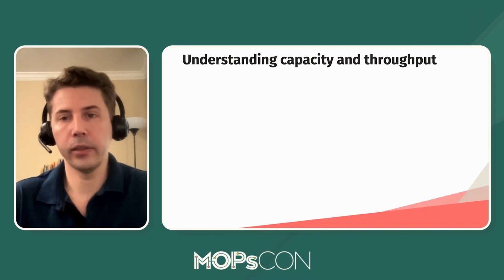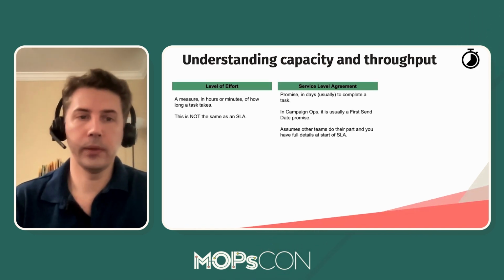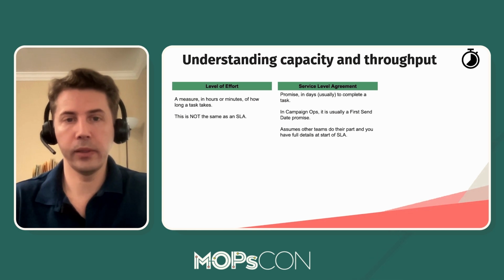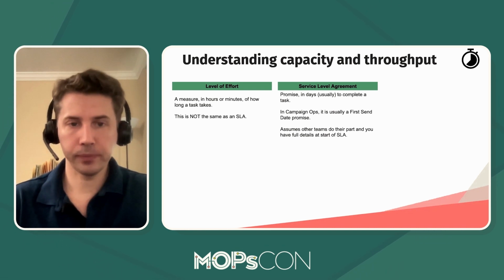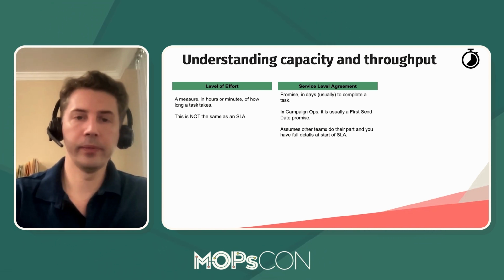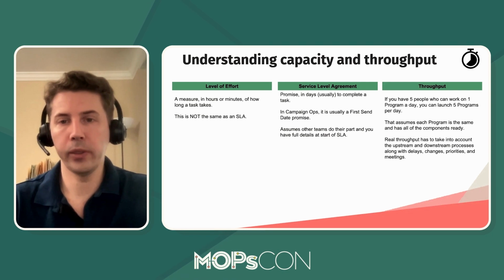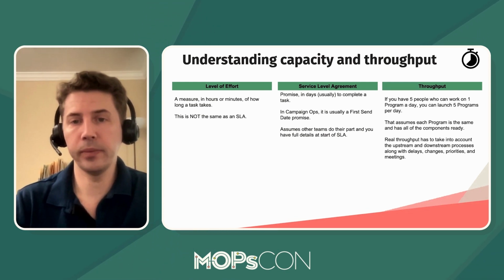Let's talk about capacity and throughput. So again, level of effort is not the same as the SLA, right? It could take you 2 hours to run an email, but if you have 500 emails that week, which one gets done first? So you have a service level agreement to try to manage that for the first send date. And then you're going to have a throughput calculation and capacity calculation.